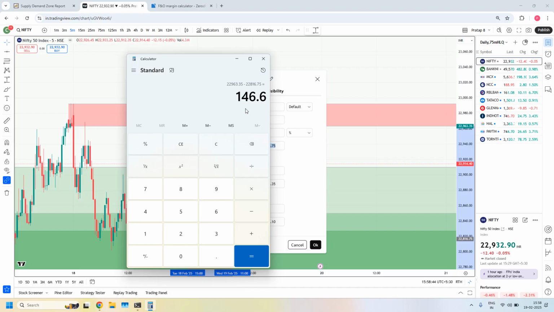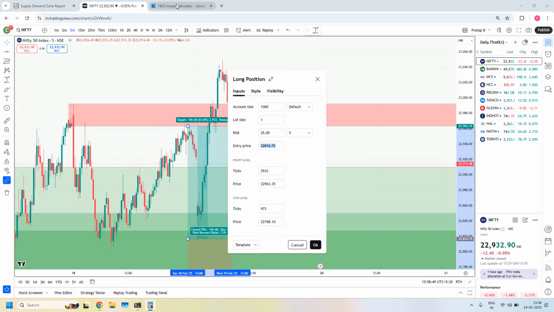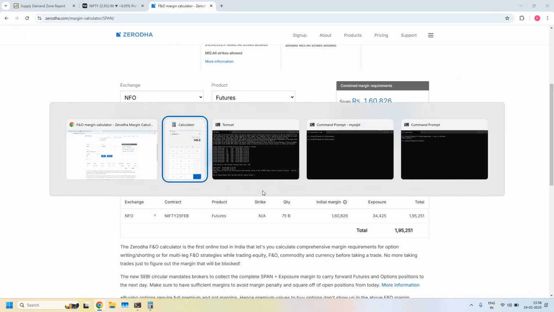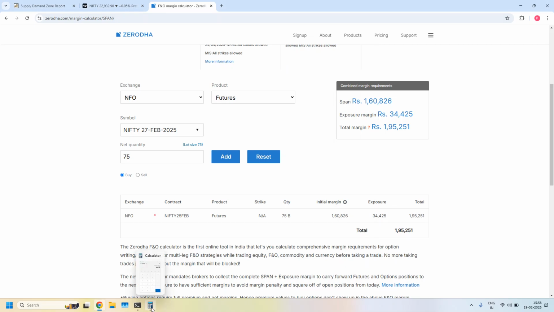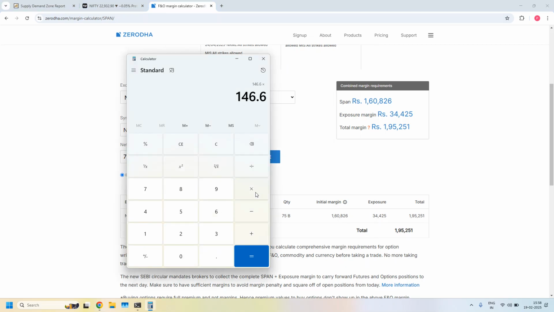First half an hour, 146 points. Into lot size 75 here, right? See, close to 11,000 rupees profit you would have got. 10,995. So almost 11,000 rupees profit.